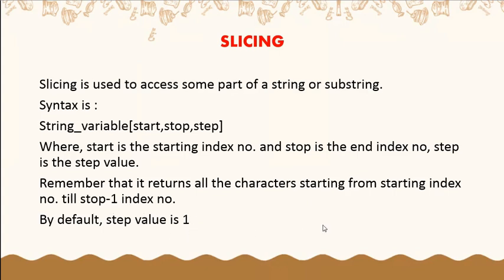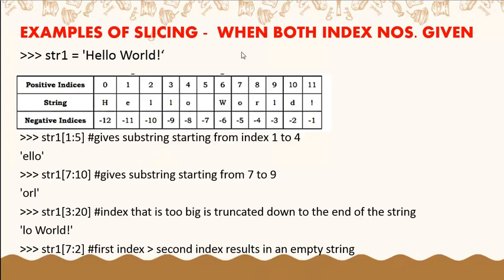Now let's see examples. We will see the example of slicing when both index numbers are given. For example, str1 equal to hello world. You can see the memory map here. I want to extract the characters from index number 1 till 5. As per the syntax, it will extract the characters from index number 1 till 4, that means stop index number minus 1. So you can see that it returns the output ELLO, because at index number 1 E is placed and it will extract the characters till 4th index number.